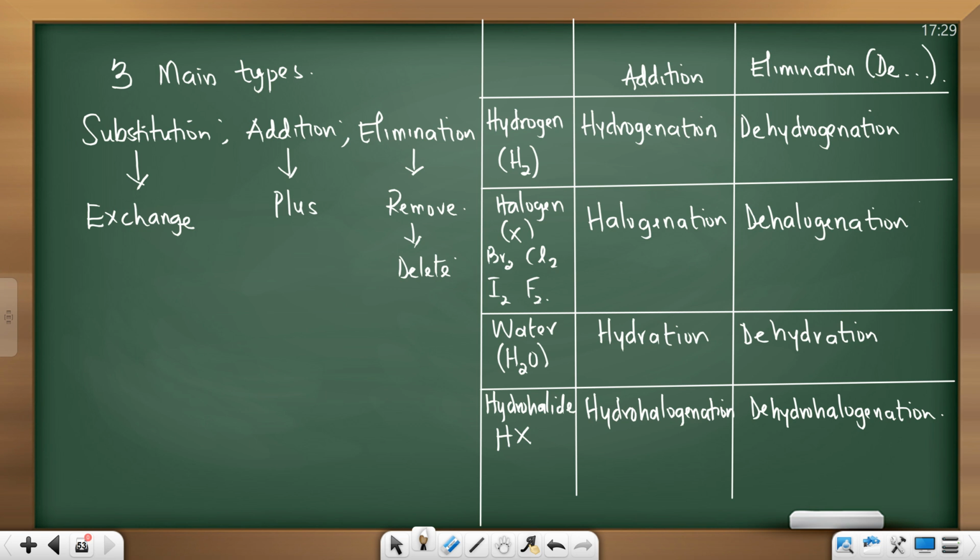You got those names? Addition, and the removal is called delete. So D, whatever you are removing. Okay, let's go to the real thing now. We are still playing.